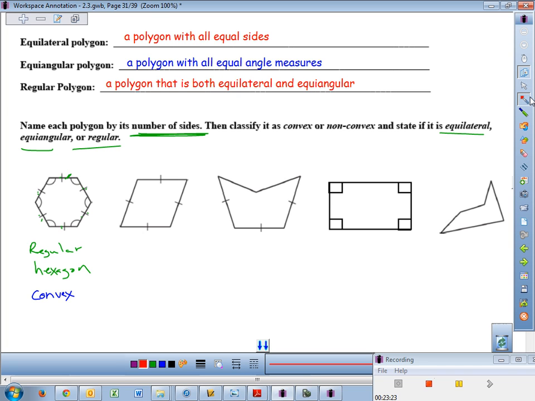Next one. Regular, equilateral, or equiangular? Equilateral. Number of sides? 4. So what's that called? It's a quadrilateral.